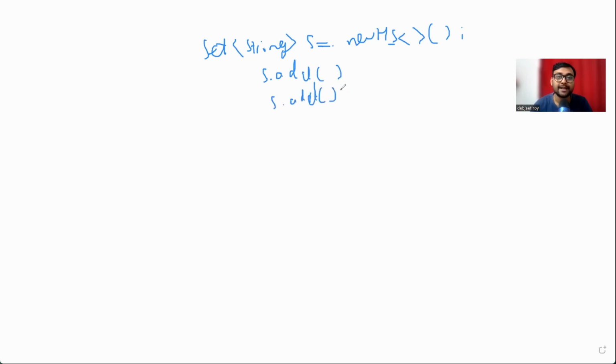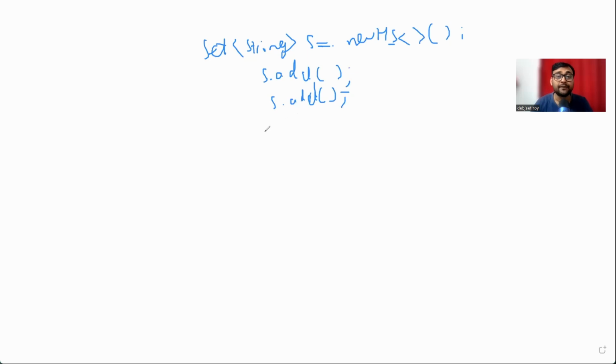Let's suppose I have created one set, a set of string: Set<String> s = new HashSet<>(). You have to write HashSet completely. Then I have to add all the strings one by one: s.add one string, s.add another string. Like that you can add multiple strings in a set.